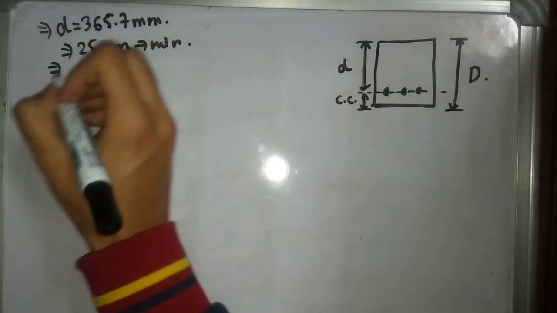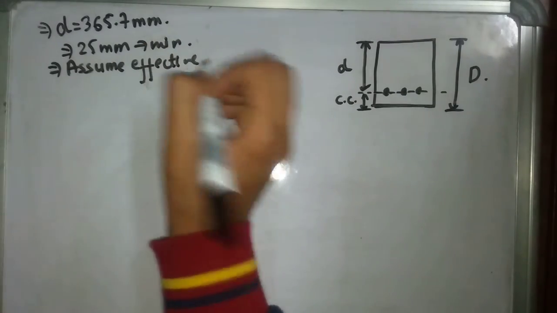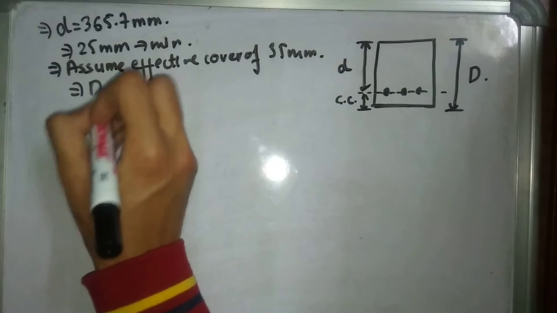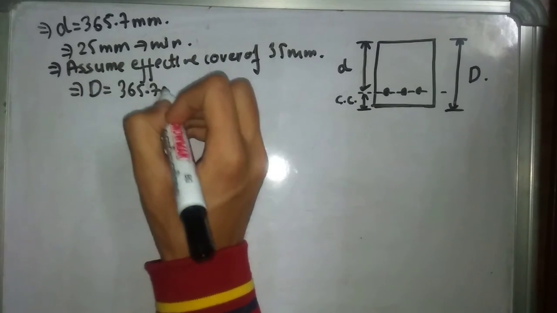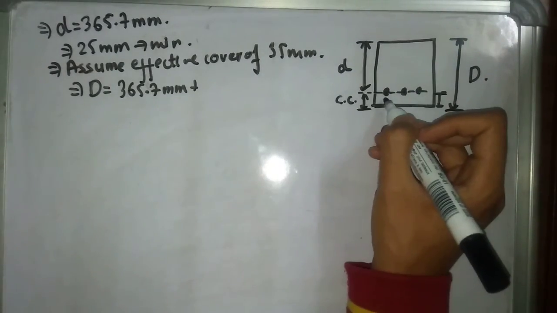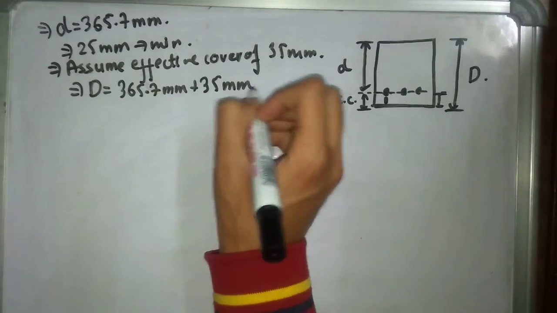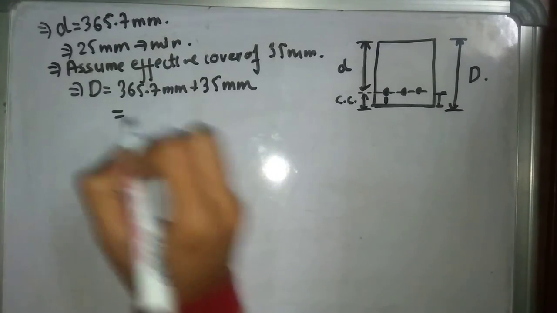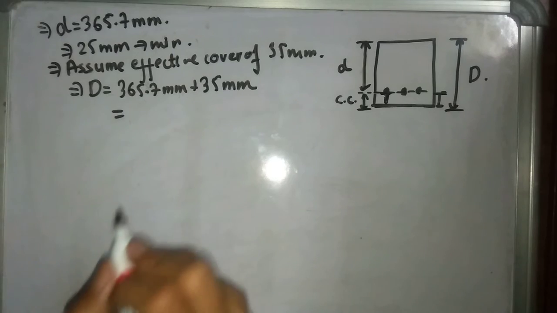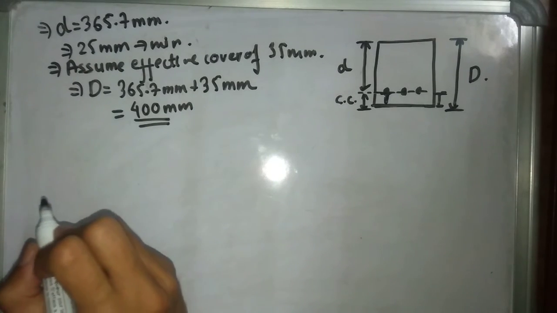So right now I'm going to assume a value of 35 mm. You can assume any value higher than 25 mm. So right now I'm assuming an effective cover of 35 mm. Then my overall depth D is going to be equal to 365.7 mm plus this effective cover, this distance. I'm assuming this effective cover, up to the center of the rod, as 35 mm. So I'm going to get the value as 400 mm. So now I have found my value of D as well.